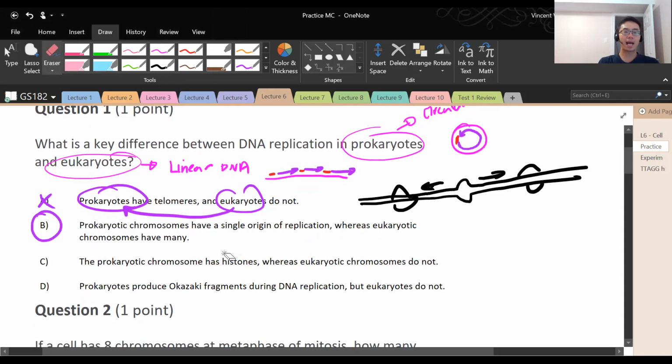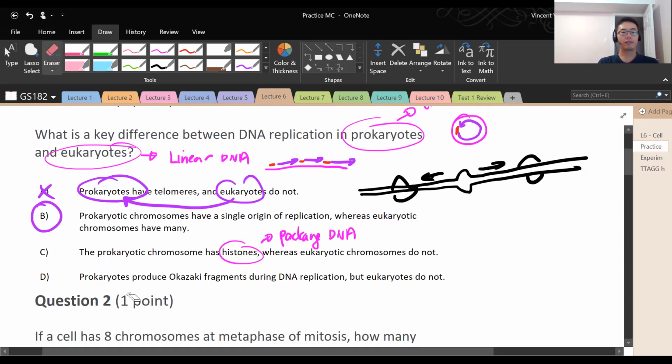Histones are proteins that package DNA. Prokaryotes don't really have a lot of DNA, so they don't have to package it too much. Eukaryotic cells have tons of DNA. We must package it, so we do have histones. And finally, eukaryotes have the Okazaki fragments, but not the prokaryotes. Okay, so the answer is B. And so now you know. If you see this question on the test, you will know what to choose.